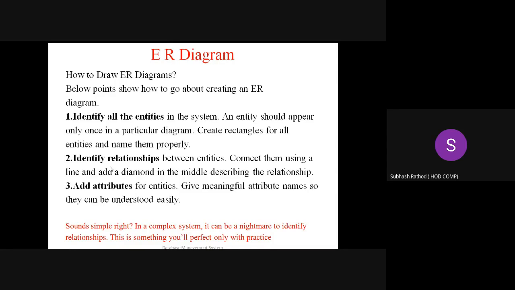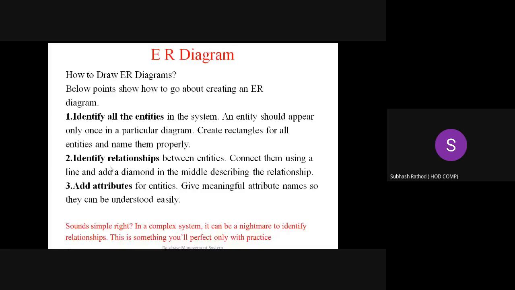So first step is to identify all the entities in the database system, and an entity should appear once in a particular diagram. Only one entity is considered at a time in a diagram, right? Remember, create a rectangle for all entities and name them properly. By the end of the lecture, you will come to know how these steps are mapped while creating the ER diagram. So first step is to identify all the entities.